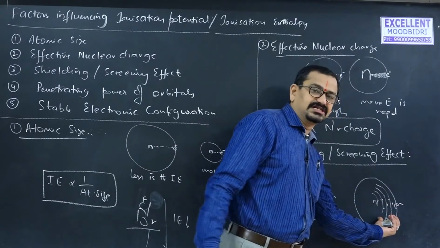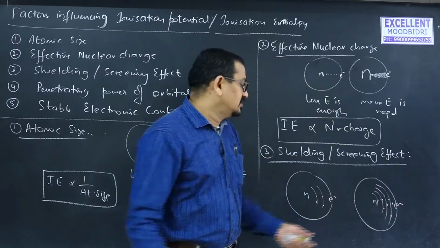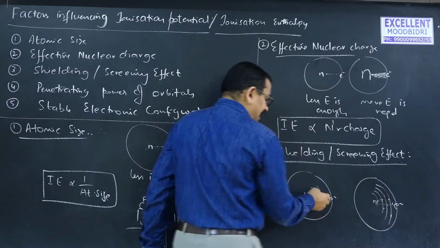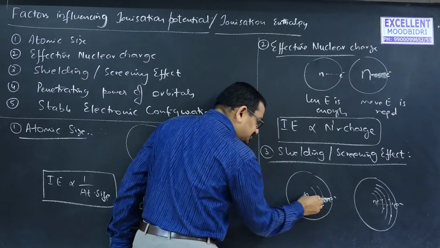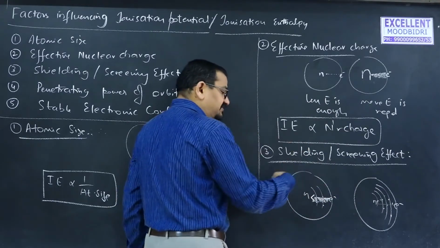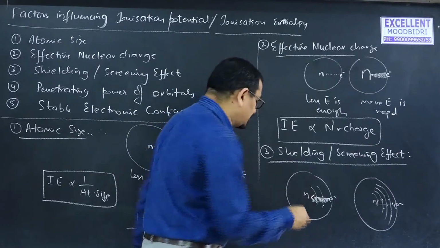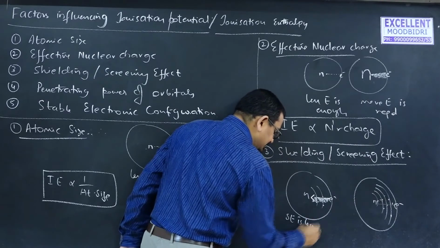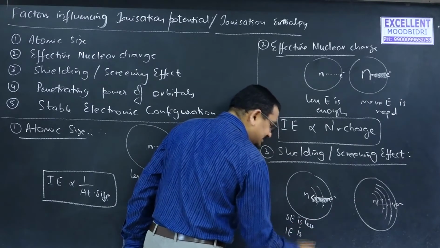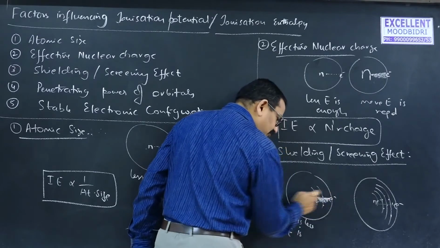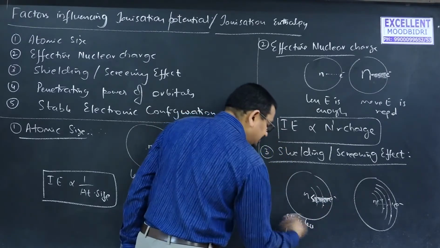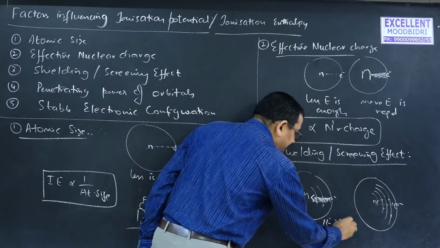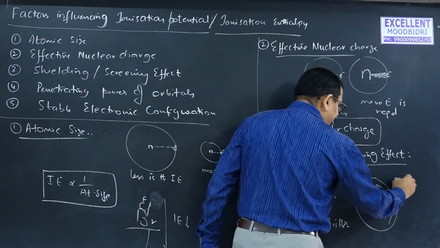More the number of inner shells, more is the shielding effect. When shielding effect is more, the electron is weakly held to the nucleus. Here, as the shielding effect is less, the electron is strongly held to the nucleus. In which case is more energy required for removal of the electron? As the shielding effect is less, the electron is strongly held, so the required ionization enthalpy is high. Whereas here shielding effect is more.